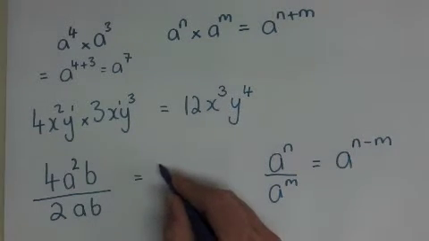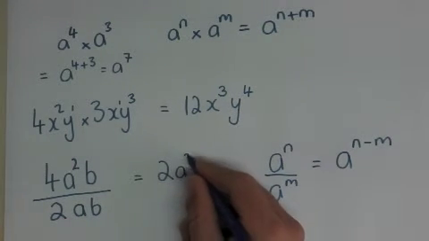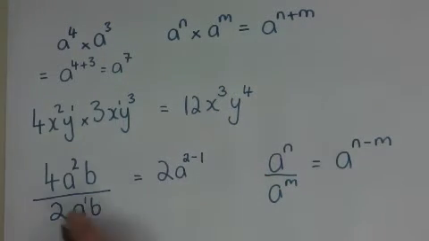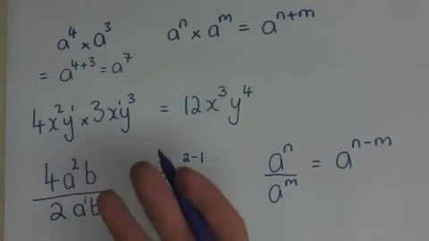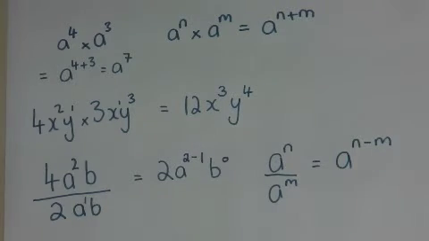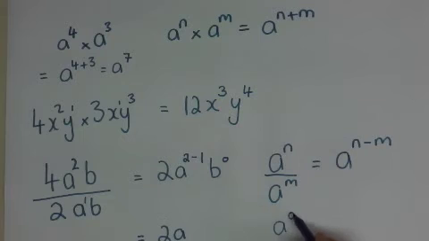4 divided by 2 is 2. A to the power of 2 divided by, this is a to the 1, so it would be 2 take 1. B to the 1 divided by b to the 1, that would be b to the 0. And so that would equal 2a. And now b to the 0, if I remember my indices rule of a to the 0 is equal to 1, so anything to the power of 0 is 1, then b to the 0 is just 1. So my answer is 2a.